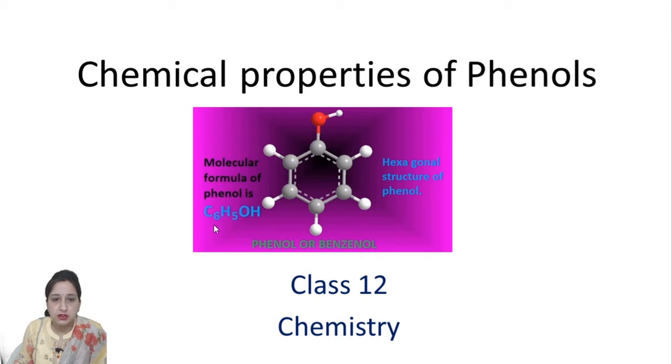Molecular formula of phenol is C6H5OH. Okay, and its structure is this, as you are seeing in this picture. Basically it involves 6 carbons, 5 hydrogens directly attached with the carbons and 1 hydroxyl group OH. So this is the structure of phenol. In today's lecture we will discuss its chemical properties in detail.